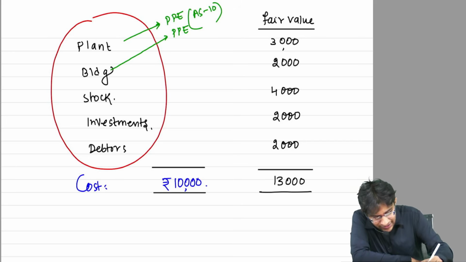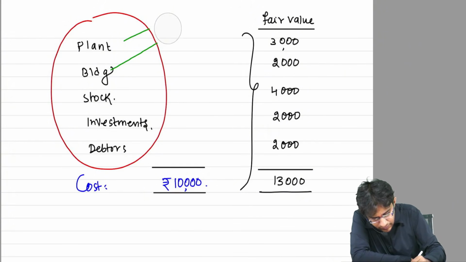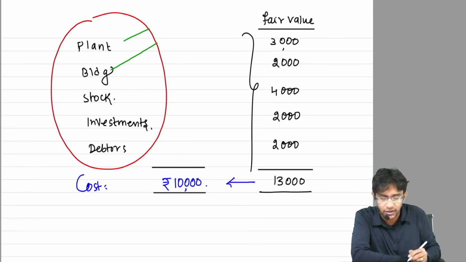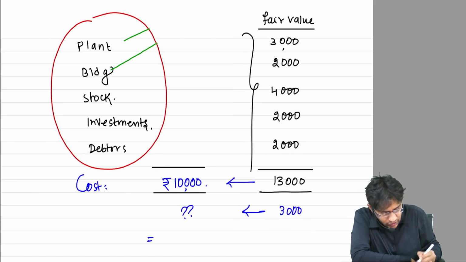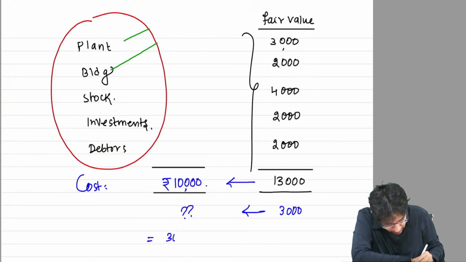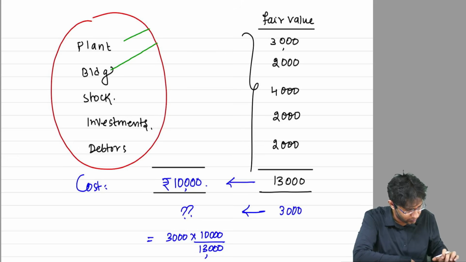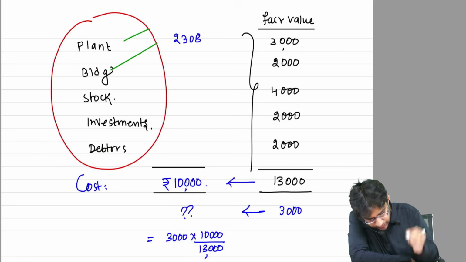Now, in this ratio, you allocate the cost. Meaning, regarding this plant, its number should be, if 13,000 fair value has a cost of 10,000, then 3,000 rupees fair value should have how much cost? Cross multiply. 3,000 into 10,000 by 13,000. How much is the proportionate cost? So if you work out, that's coming to 2,308.